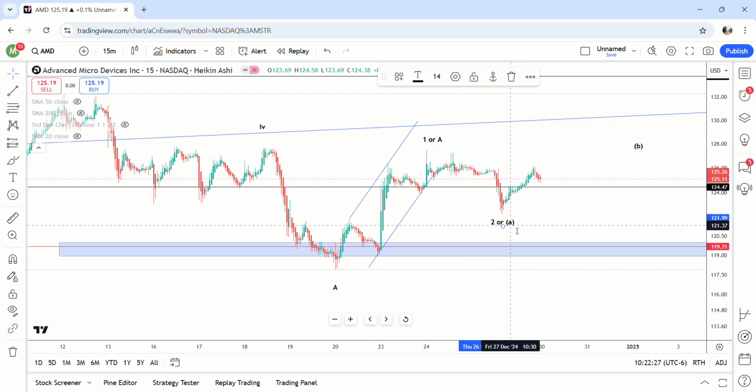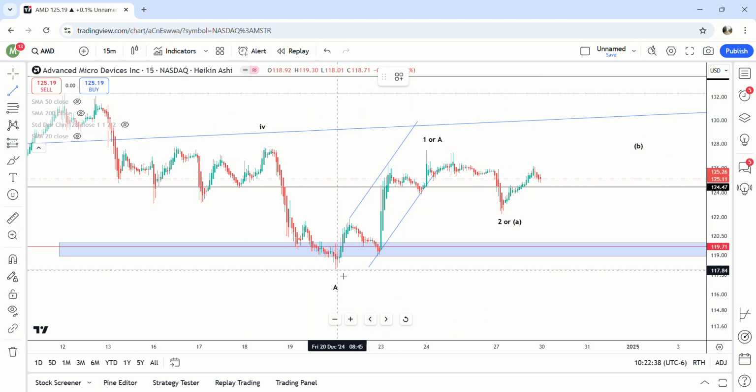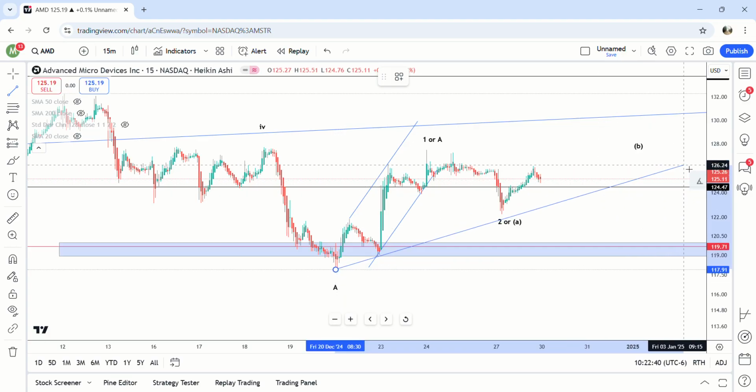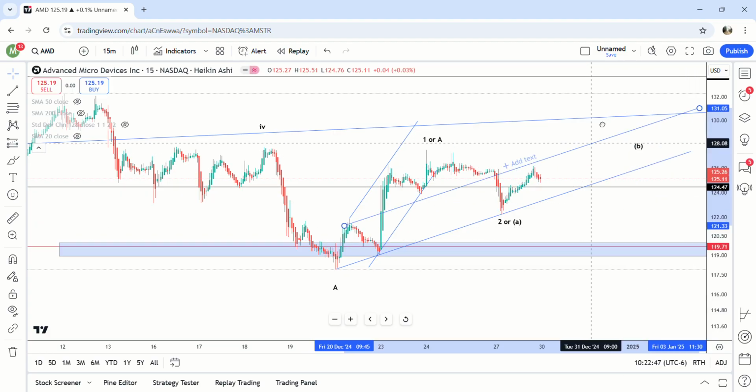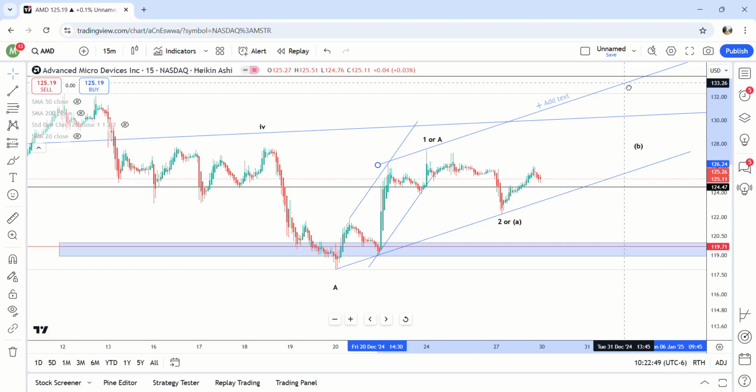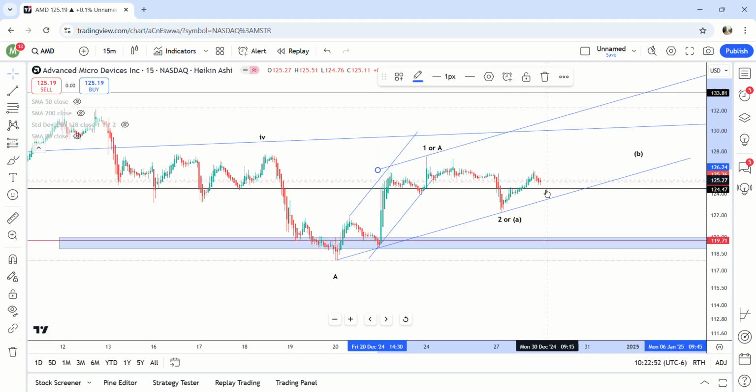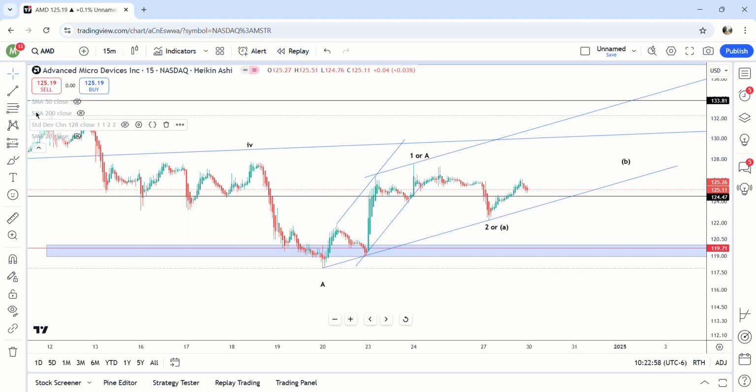So there's a lot of different possibilities for this corrective move. It could be A of the overall B wave, it could be the overall B wave, or it could be a second wave. Let's go ahead and draw a parallel line. This is why I don't get that in depth on regular videos, because if I go down to the 1 minute, I can really get in depth on it and it can be confusing. So we held this parallel line. That's kind of nice to see. So this could have already started for the third wave.